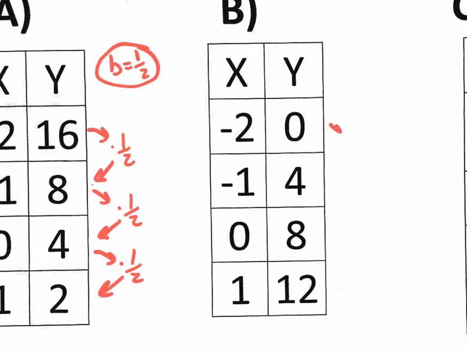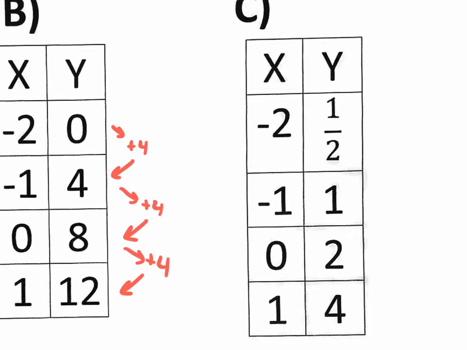Right here, 0, I guess you could say plus 4, that'll give you 4. And then plus 4, that'll give you 8. And then plus 4, that'll give you 12. But that's not what exponential growth functions do. Exponential growth functions, you multiply them on your outputs. There's that growth factor that causes them to grow. So like, look at this next one over here.